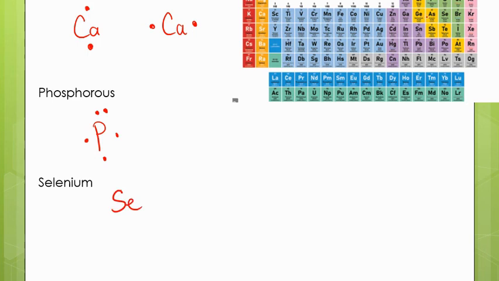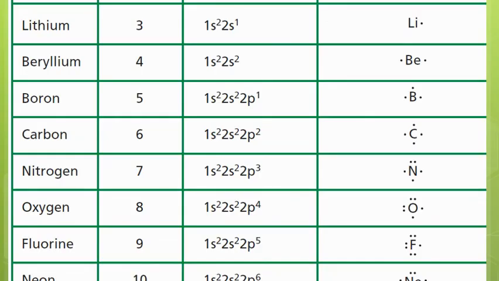Selenium is the last one I'm going to show you. There's selenium. So go 1, 2, skip a few, 3, 4, 5, 6. So we need 6 electrons. So 1, 2, 3, 4, 5, and 6. And that's how we do electron dot diagrams. And I've got a few other examples on the next slide as well.